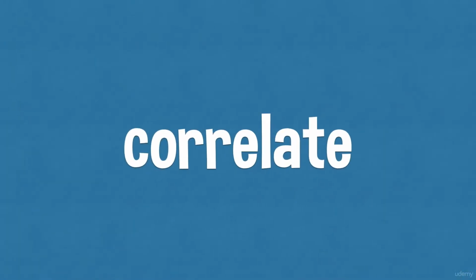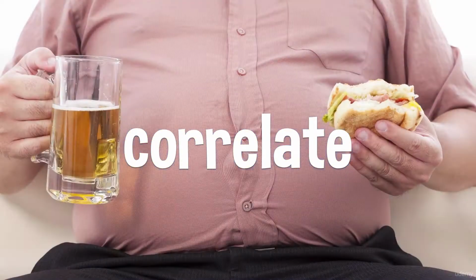Your next word is correlate. Correlate. So if one thing correlates with another, there is a close connection between them, often because one thing causes the other thing. So you can say that two things correlate. So for example, eating too much correlates with getting fat, because eating too much causes getting fat.